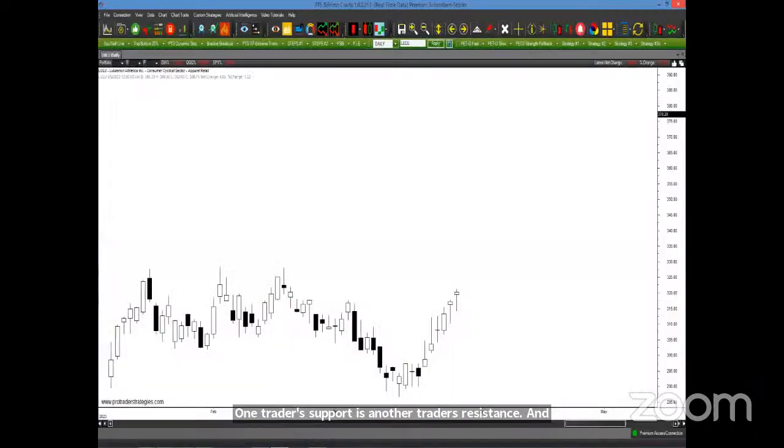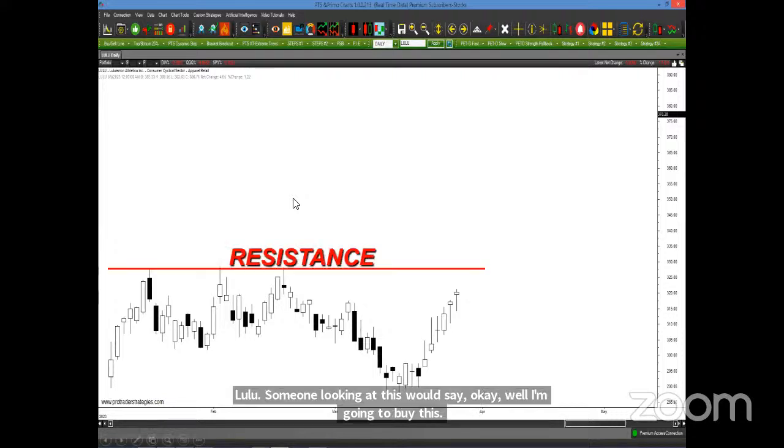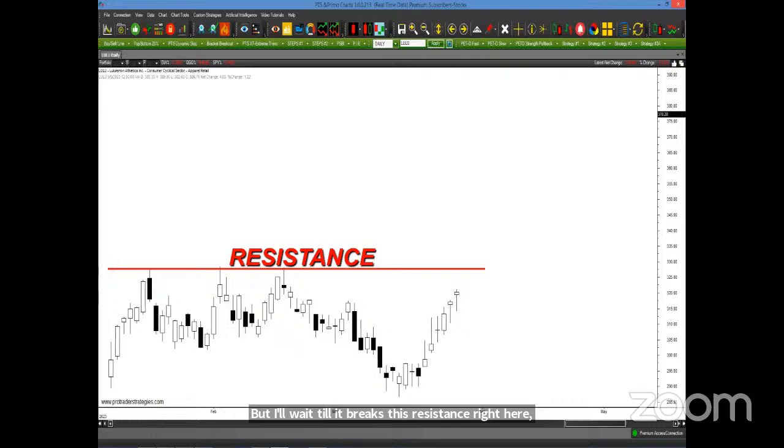For example, let's look at this older chart right now in Lulu. Someone looking at this would say, okay, well, I'm going to buy this, but I'll wait till it breaks this resistance right here, okay? Because I don't want to jump the gun and get in too early and then have it go straight down. So you're excited about this. You think you'll have a nice buy here, and then some news comes out or some event happens and you miss it all entirely because you say to yourself, well, I'm not going to buy it right here, right? It's too high. This is most likely where I think about selling it.